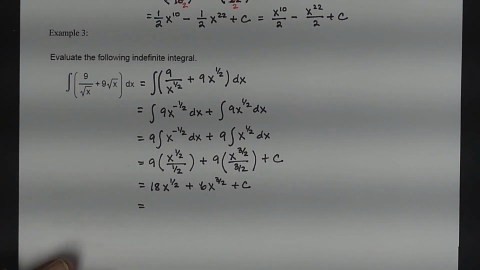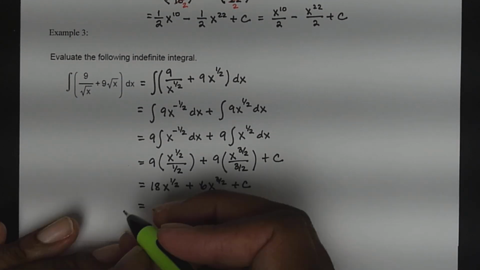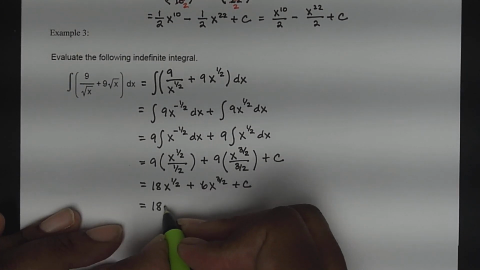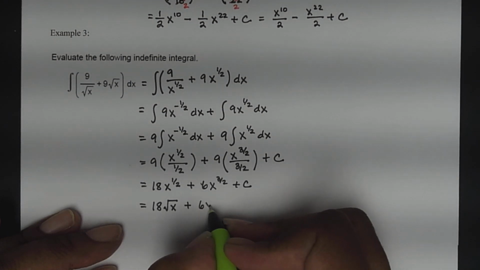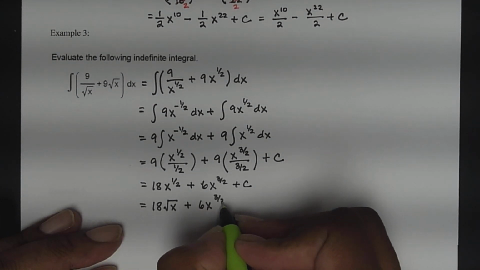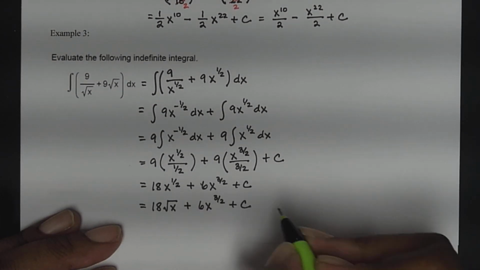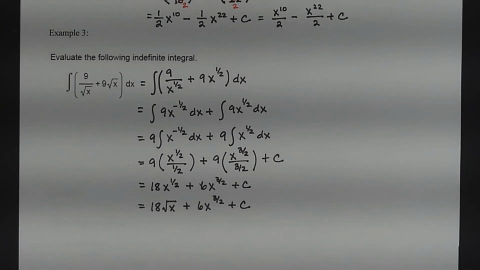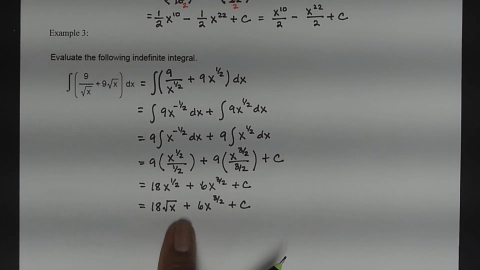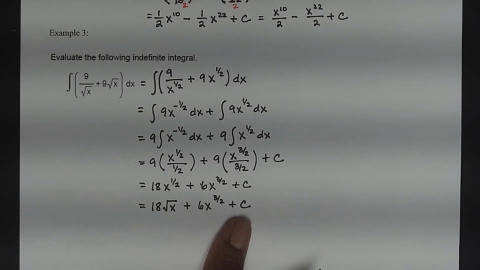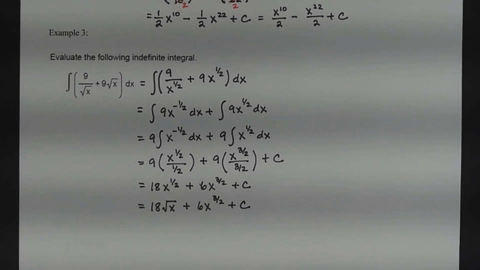And that x to the 1/2 there, I can write that in radical form as 18 times the square root of x. And then plus, I'll leave that as 6x to the 3/2 plus c. So this is the integral of 9 over the square root of x plus 9 square root of x dx. 18 square root of x plus 6x to the 3/2 power plus c.